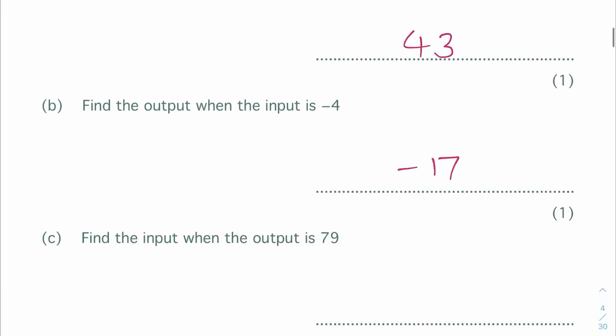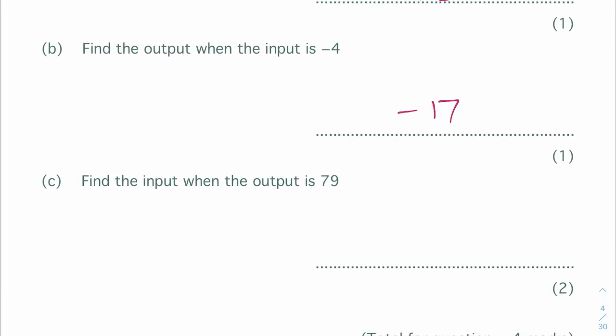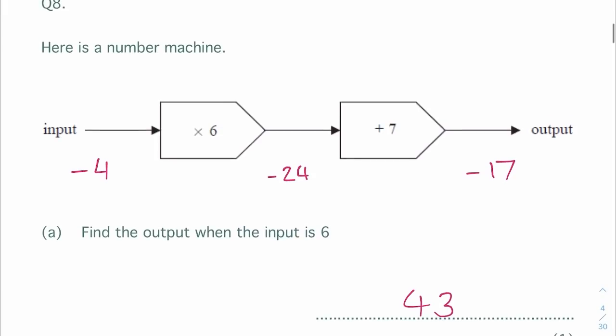And then for part C, it says find the input when the output is 79. So if the output was 79, we'd put that right at the end, and we're going to have to work our way backwards. So if it was 79 here, what was it before we added 7? Well, we can take away 7, which gets us 72. And then what was it before we times by 6? Well, we can divide by 6, and that gives us an answer of 12.